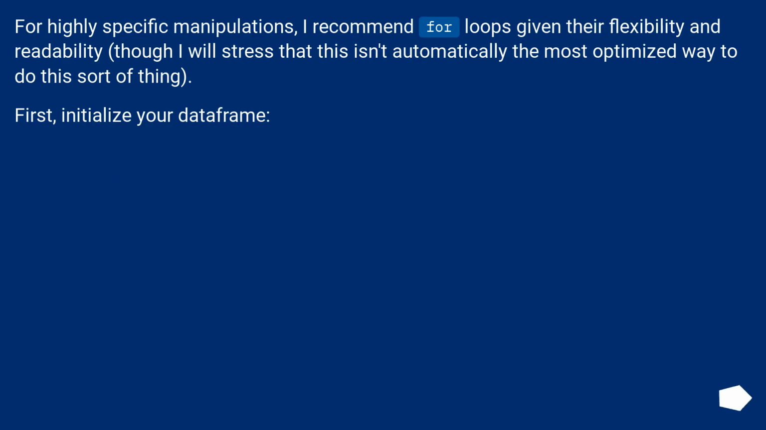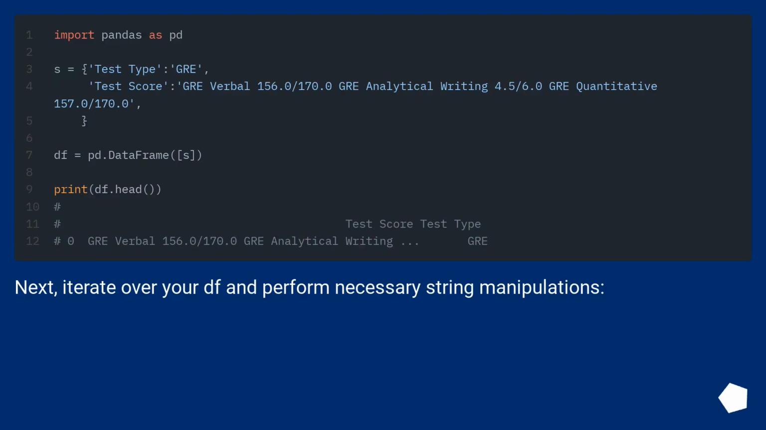For highly specific manipulations, I recommend for loops given their flexibility and readability, though I will stress that this isn't automatically the most optimized way to do this sort of thing. First, initialize your data frame. Next, iterate over your df and perform necessary string manipulations.